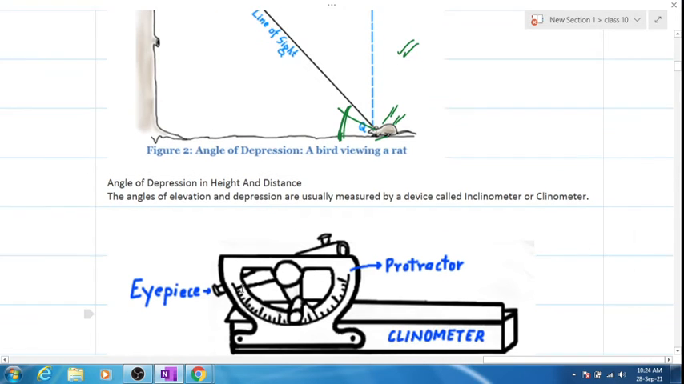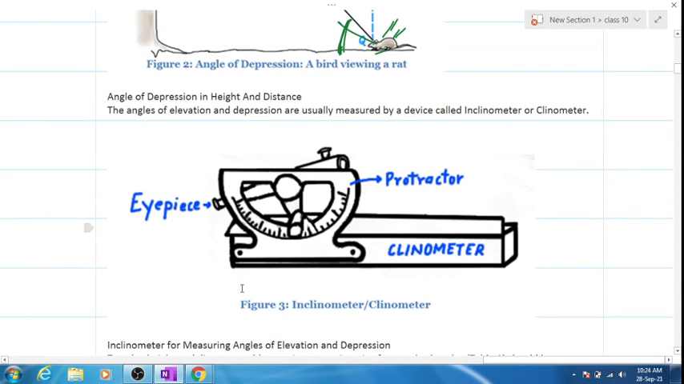We'll move on. Now, this is an instrument which is used for calculating angle of elevation and angle of depression. Okay, this is called inclinometer or clinometer. Clear? Please write this statement. The angle of elevation and depression are usually measured by a device named inclinometer or clinometer.